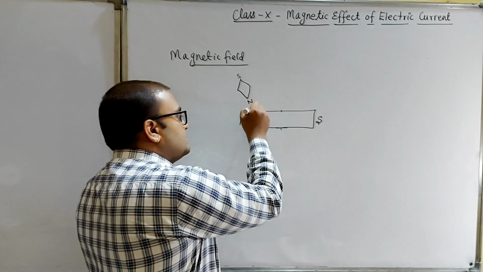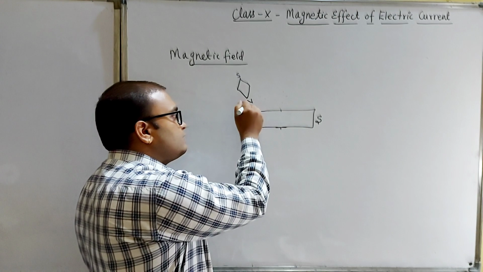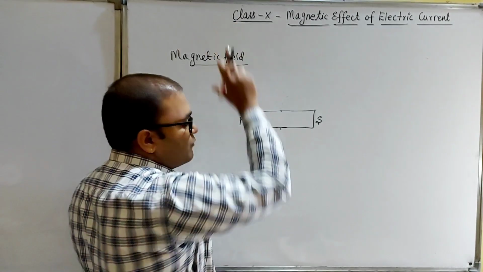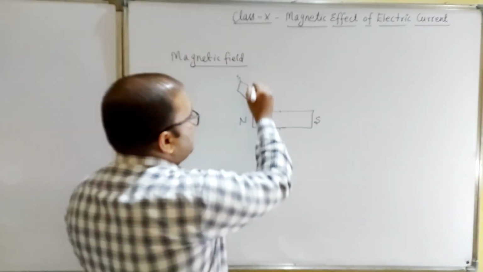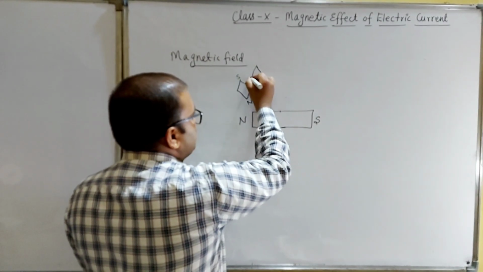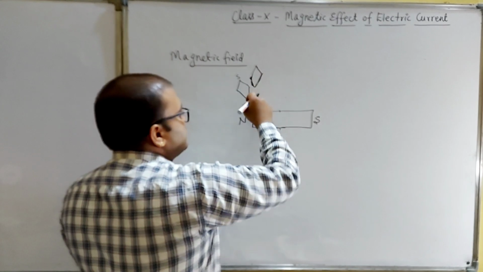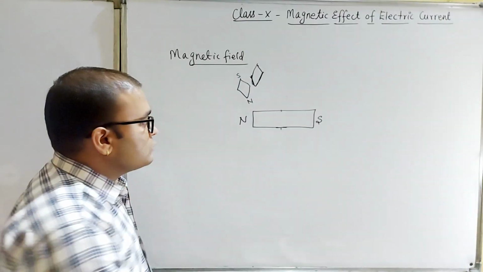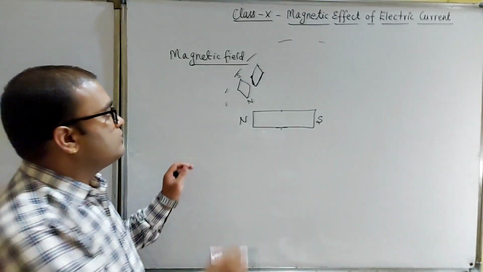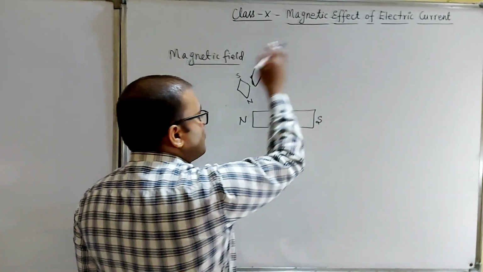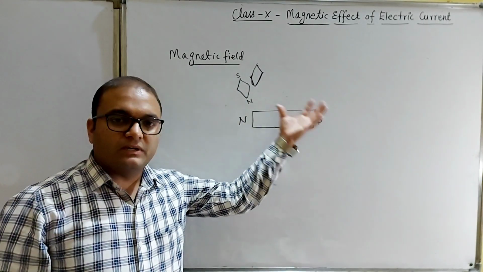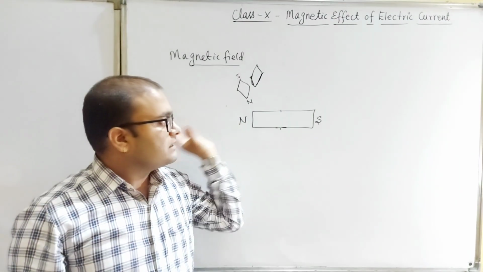So this north pole of the bar magnet will repel this north pole of the compass needle, so it exerts a force on the compass needle. And if I place the compass needle like this one here, then it also exerts a force. So the region surrounding a magnet in which the magnetic force is exerted is called the magnetic field. I am writing here the definition.